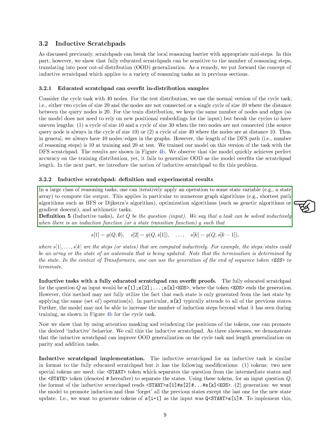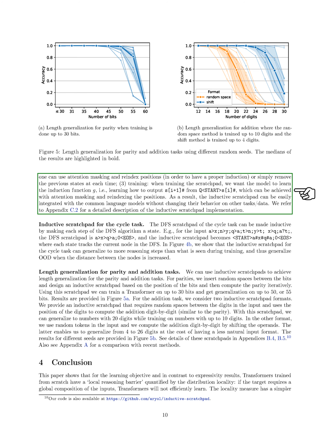The inductive scratchpad format includes special tokens like <start> to separate the question from intermediate states and <state> to mark state transitions. This modification helps the model focus on the most recent state for each new update, promoting better generalization and learning of the induction function. Overall, the inductive scratchpad enhances the model's ability to generalize beyond the training data, improving performance on tasks like the cycle task, parity, and addition tasks. This approach can be seamlessly integrated into existing language models without affecting their performance on other tasks.